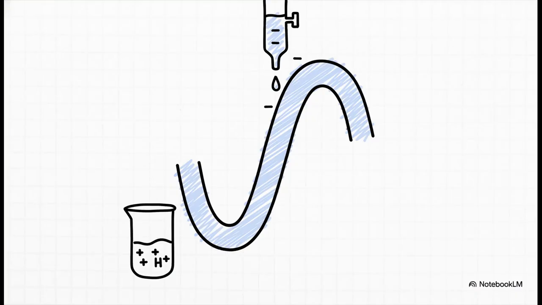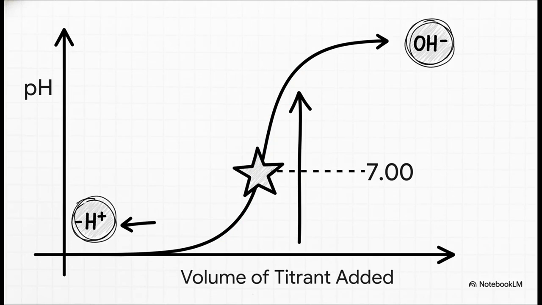And when you do this, you get this classic, you can't miss it, S-shaped curve. Every single time. The shape of this curve tells a very specific, very predictable story about how that acid and base are perfectly neutralizing each other. So let's break down what this S-curve is actually telling us. First, you start way down here, at a super low pH, right? Because it's a strong acid.